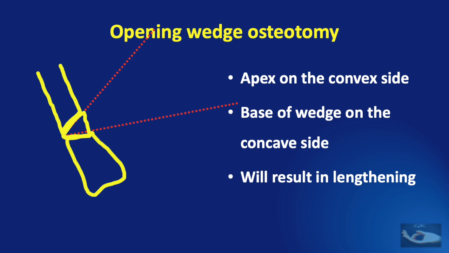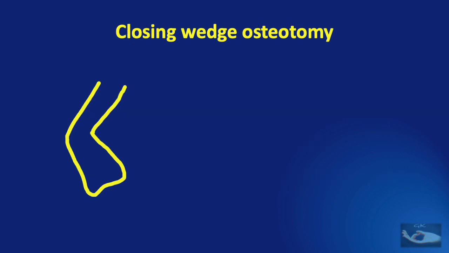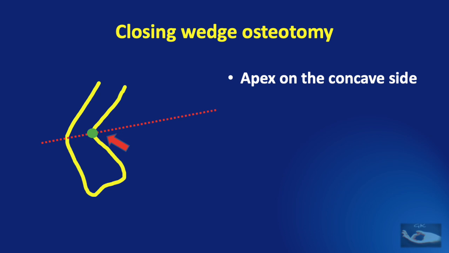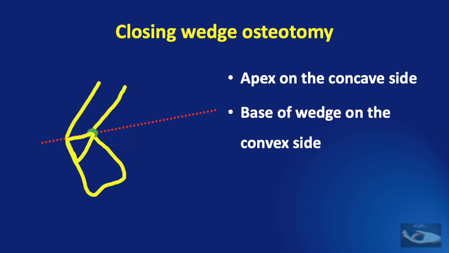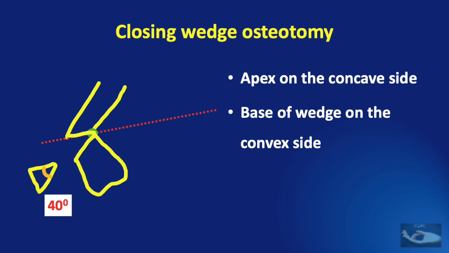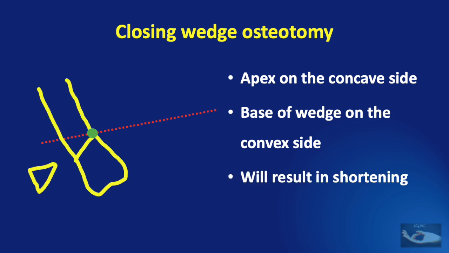In a closing wedge osteotomy, again, the distal axis and the proximal axis are marked and the angulation is noted. In a closing wedge osteotomy, a wedge of bone must be removed, which has its apex on the concave side and base on the convex side. After removal of this wedge of bone, the angulation is corrected, but it will result in shortening.